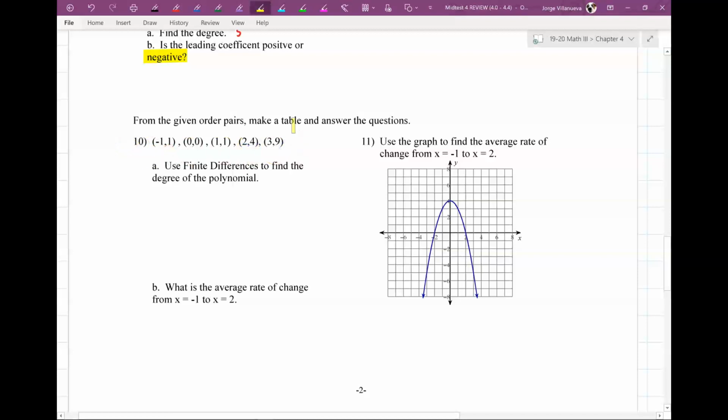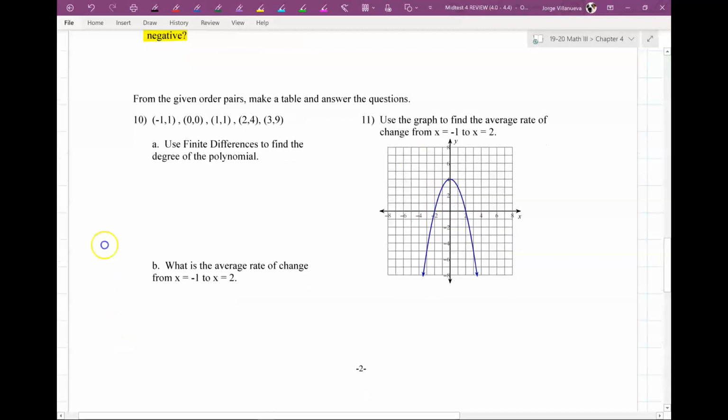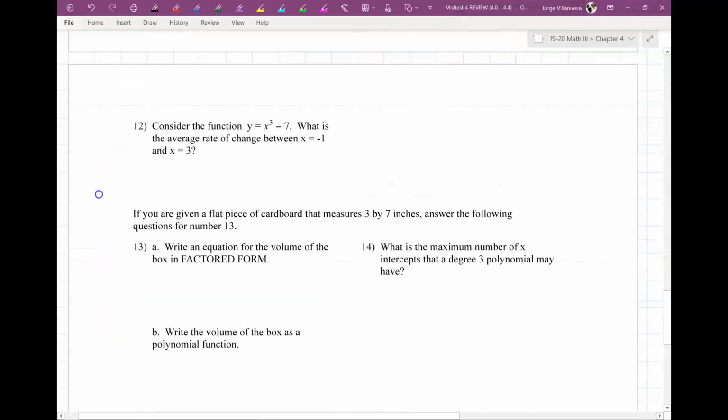For 11, use the graph to find the average rate of change from -1 to 2. So I would recommend that you mark -1 and 2, write down the actual points that are there and find the slope for that. That's how you find the AROC, the average rate of change. So just put the points on there and then find the values. Again, this is if you want to do it tonight, feel free. If you don't, that's okay.